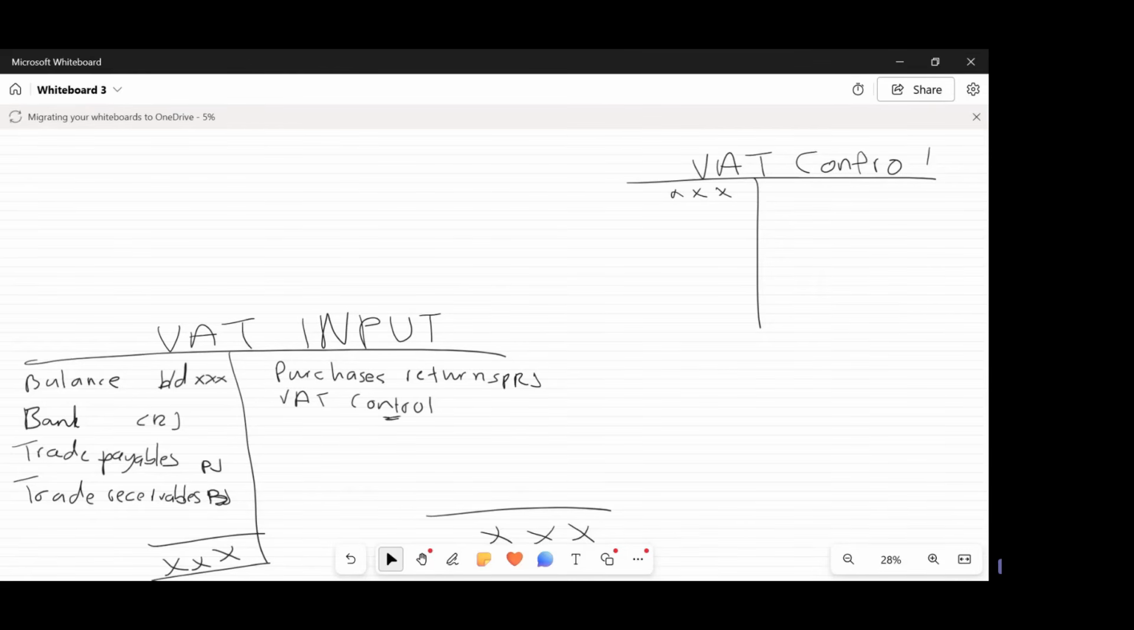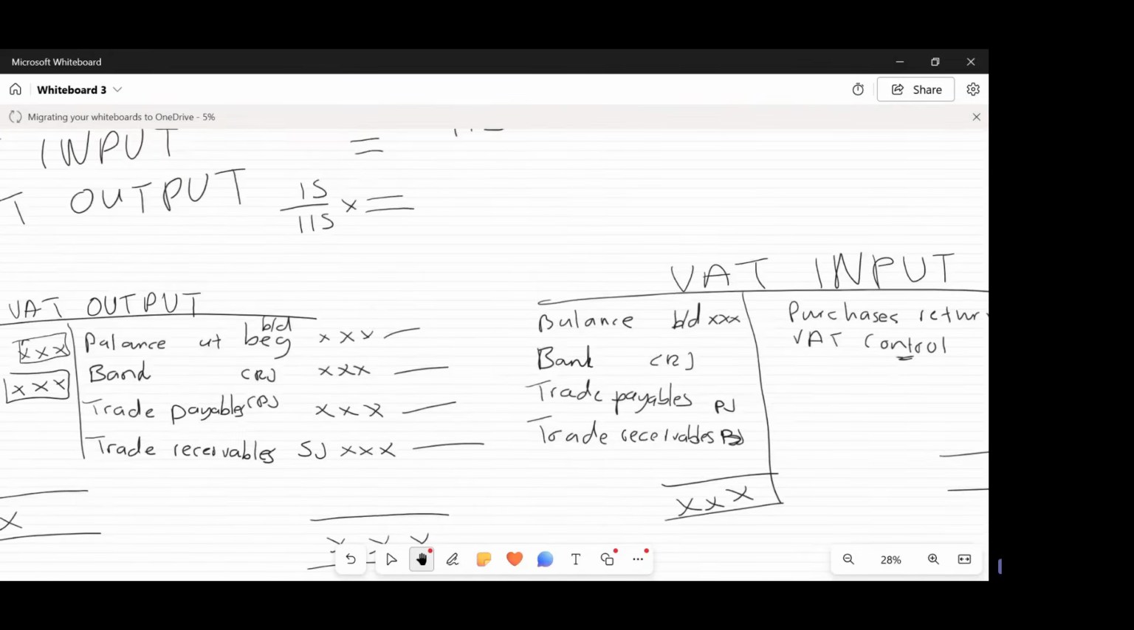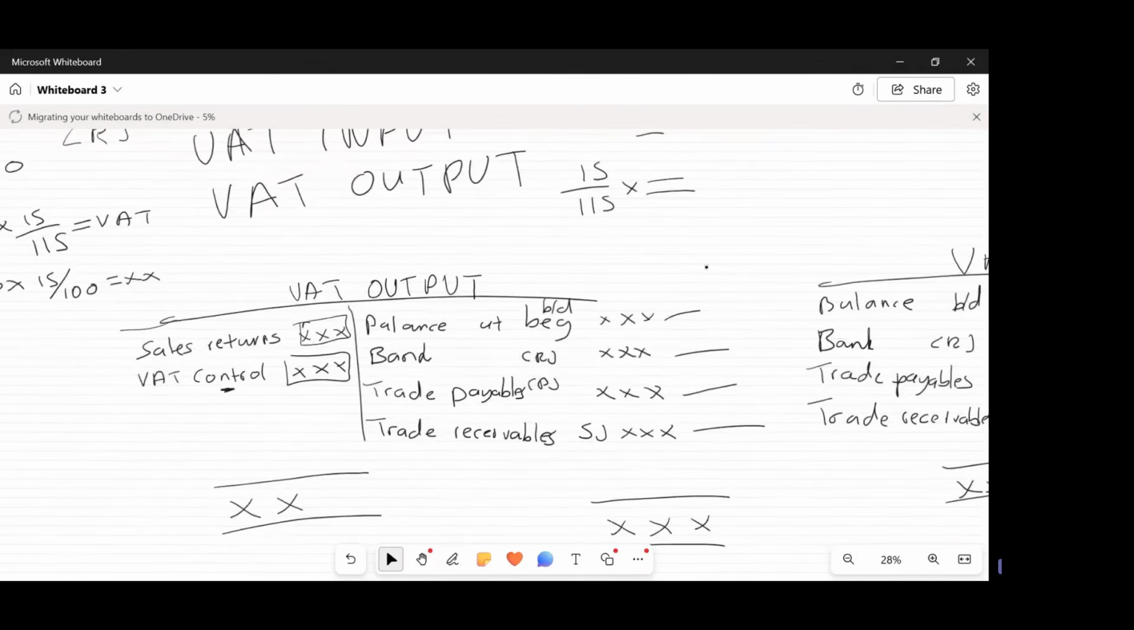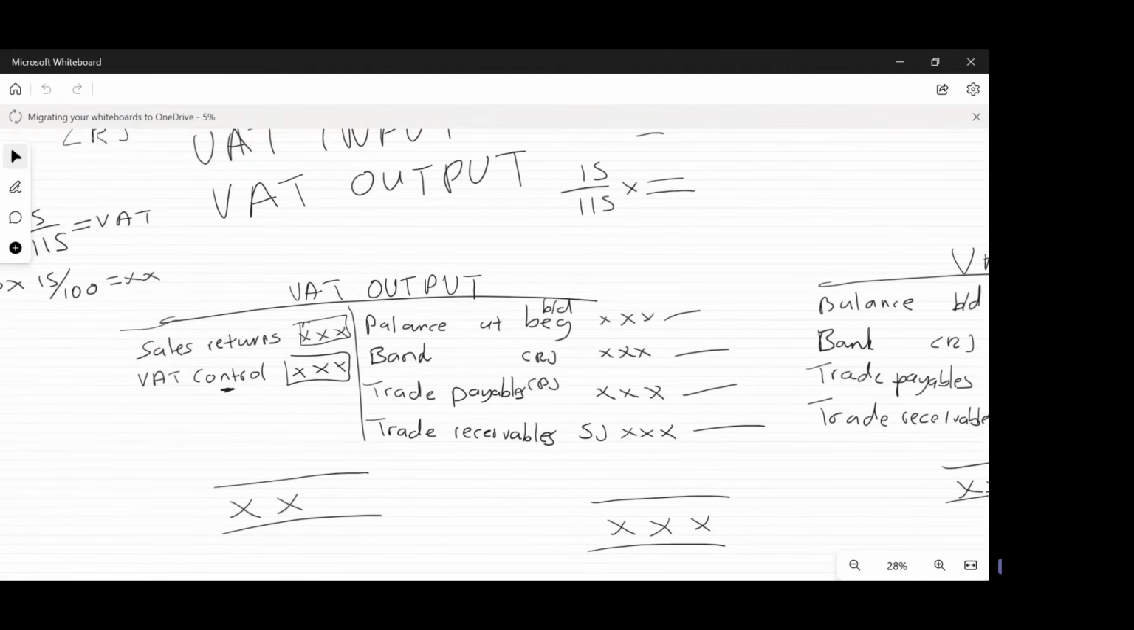Yes. And then the opposite, we also go to our VAT input. The VAT control account was debited. So which means on this side, because basically the VAT control account, we are trying to... okay, I don't know. Oh yeah. Trying to move this thing. Let's see.